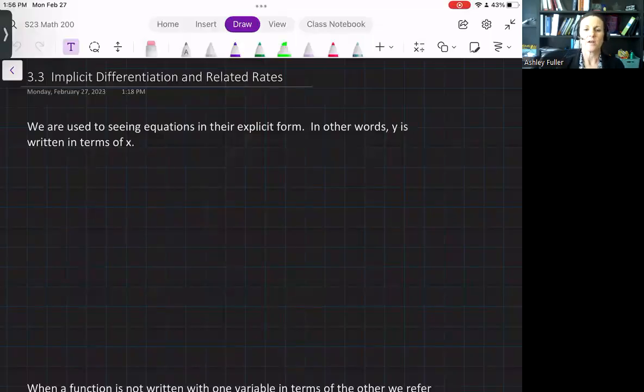We're used to seeing equations in what's called their explicit form. In other words, y is written in terms of x. You may see something like y is equal to 2x plus 3, or y is equal to 1 over x plus 1. y is completely in terms of x. When we want to find the derivative of that, it's easy to find dy with respect to x.